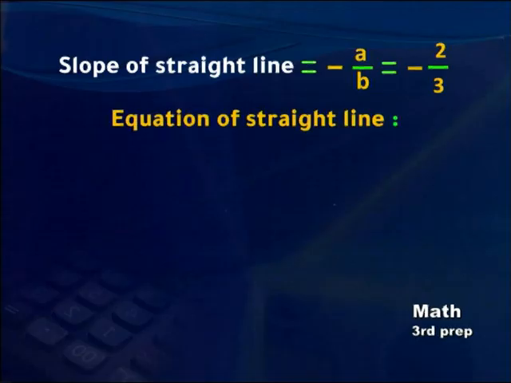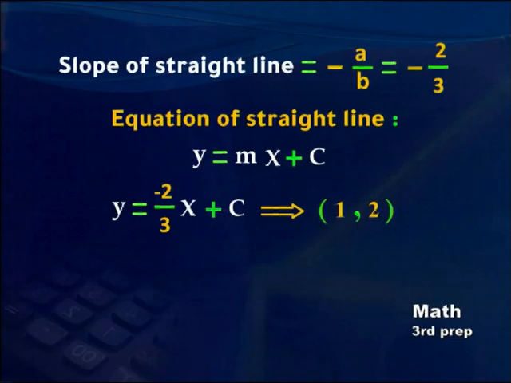And as the equation of the straight line is y equals mx plus c, substitute the value of the slope with negative 2 over 3. Then it is y equals negative 2 over 3 x plus c.